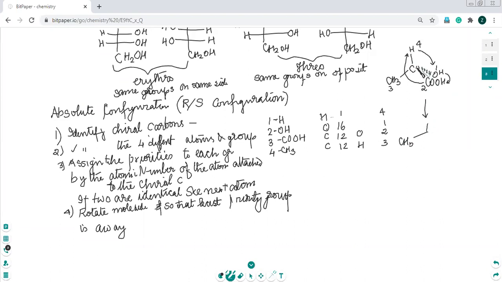Now, which group comes on the top? COOH comes on the top. And where does the OH go? OH will go to the place of COOH. And your H will be behind. And that is what we want.